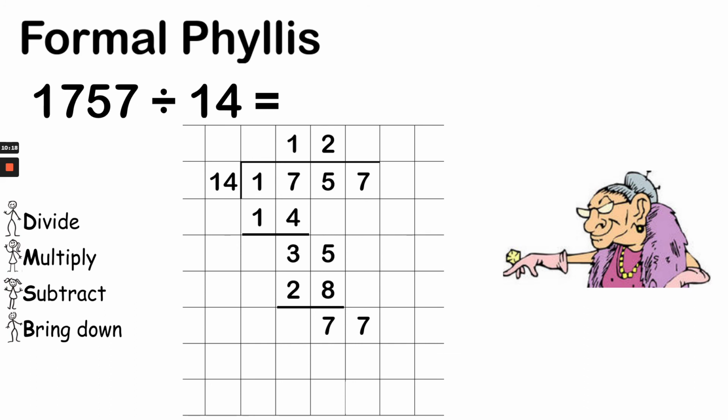Dad says 77 divided by 14 gives me 5. Mum says you're right, but 5 multiplied by 14 is only 70. Sister finds the difference, and for now Brother has nothing else to bring down, so that 7 becomes a remainder. 125 remainder 7. Amazing if you got that, Year 6.